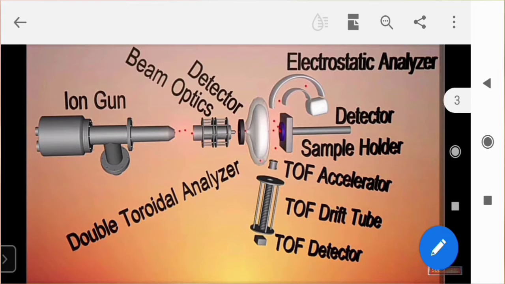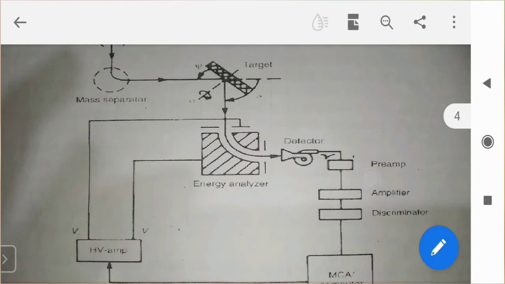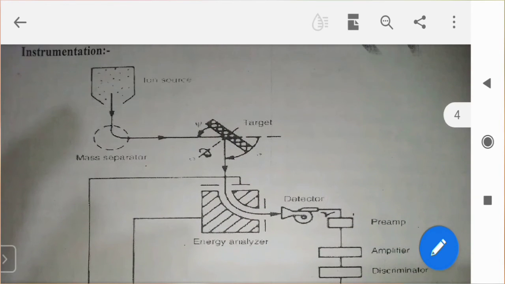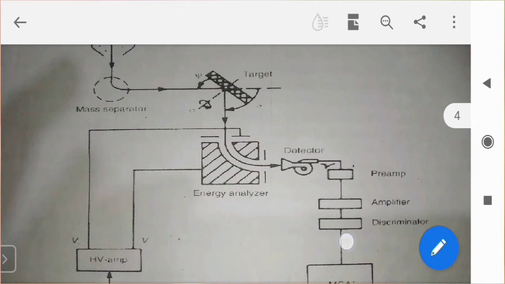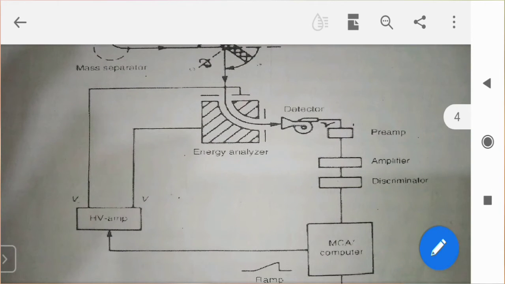So if you have not seen that video, go and see it first. It will help you understand this low energy ion scattering technique better. This instrumentation is three-dimensional, so in the exam you need not draw it three-dimensionally, you can just draw a simple instrumentation. Here the same thing is there, but instead of showing the whole instrument, we have represented the parts using block diagrams.